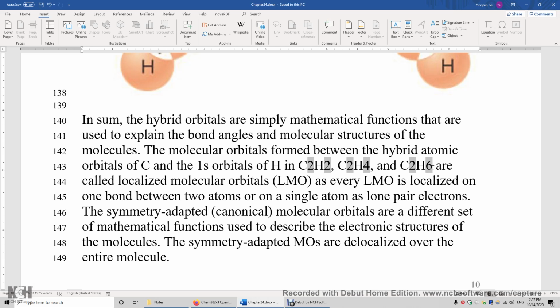On the contrary, later you will learn the symmetry-adapted canonical molecular orbitals. The canonical molecular orbitals are also mathematical functions used to describe the electronic structure of the molecules, but the symmetry-adapted canonical molecular orbitals are often delocalized over the entire molecule.